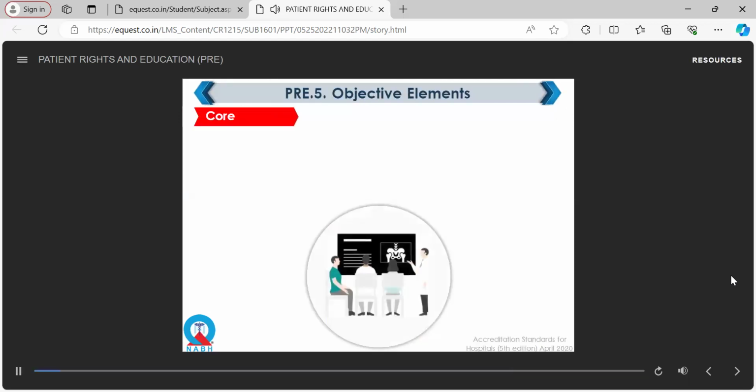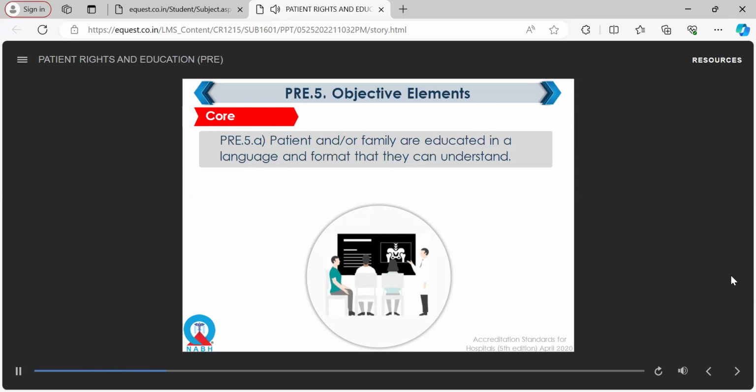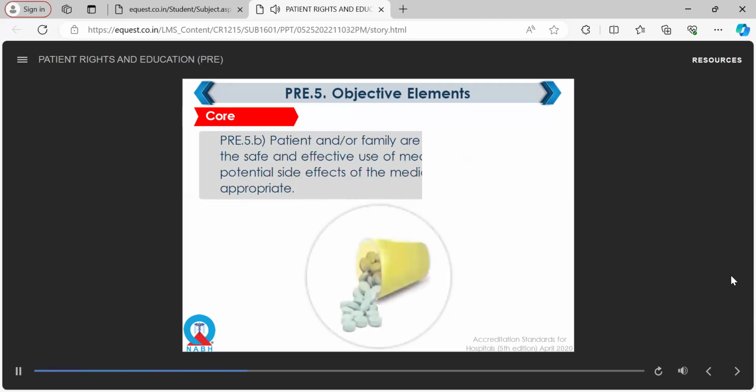There are 9 objective elements of standard PRE.5. As per the first objective element, which is a core element, patient and/or family are educated in a language and format that they can understand. The second objective element is a commitment that patient and/or family are educated about the safe and effective use of medication and the potential side effects of the medication when appropriate.